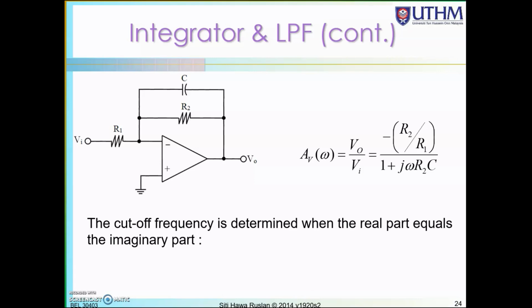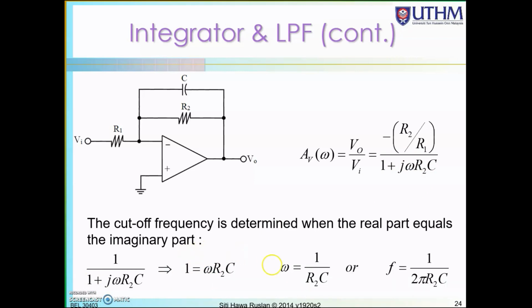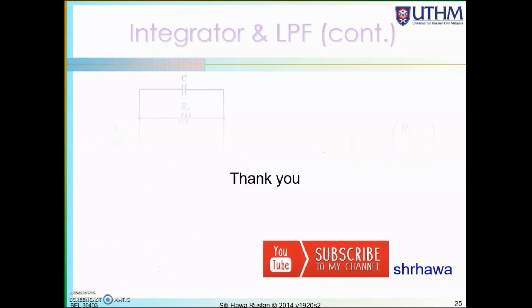From the transfer function, we can also determine the cutoff frequency. Looking at the denominator, this is the real part, this is the imaginary part. Equate these two: 1 equals omega R2C, and from there find omega. That omega is your cutoff frequency. So your omega is 1 over R2C in radians per second, or F is 1 over 2 pi R2C. This is the cutoff frequency for the integrator that acts as a low pass filter.